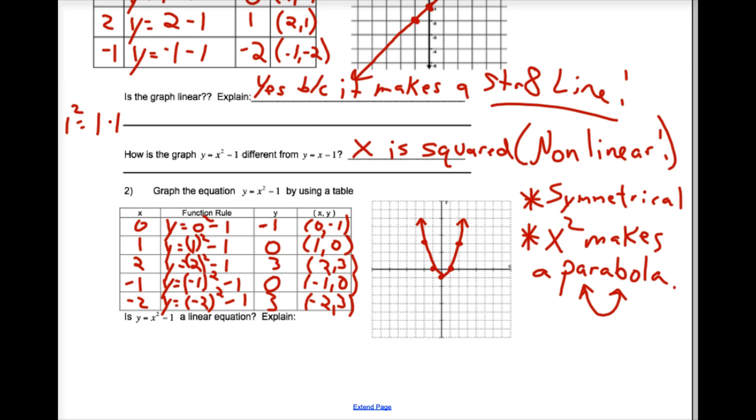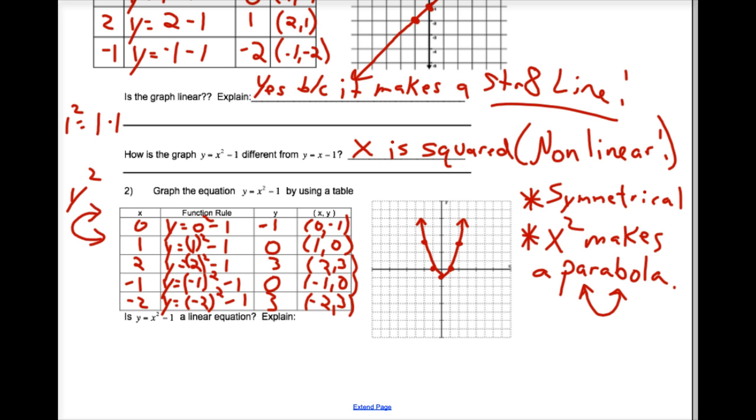So whenever x is squared, it ain't linear. It makes a U-shaped parabola. Okay? So if x is squared, what happens if y is squared instead of x? What if y is squared? Guess what happens? It's a sideways parabola, if y is squared.